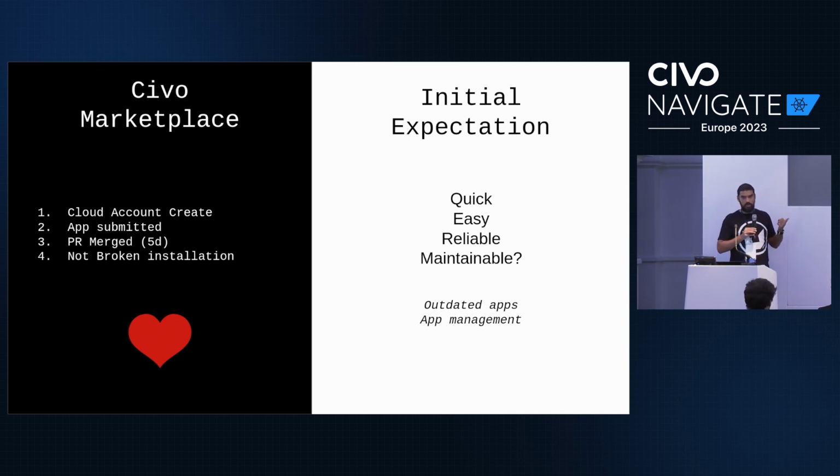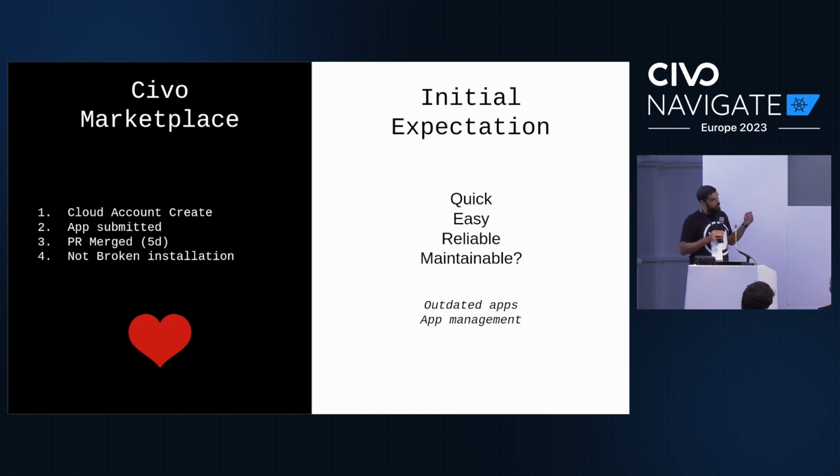The Civo Marketplace is just a Git repository. You just drop a few files, and then you have your application available on the Civo Marketplace. It went quite well. We opened a Civo account, we submitted the application, the PR was merged 5 days later, and it was working great. It was quick, definitely easy, reliable. But there were just a few things in terms of maintainability.